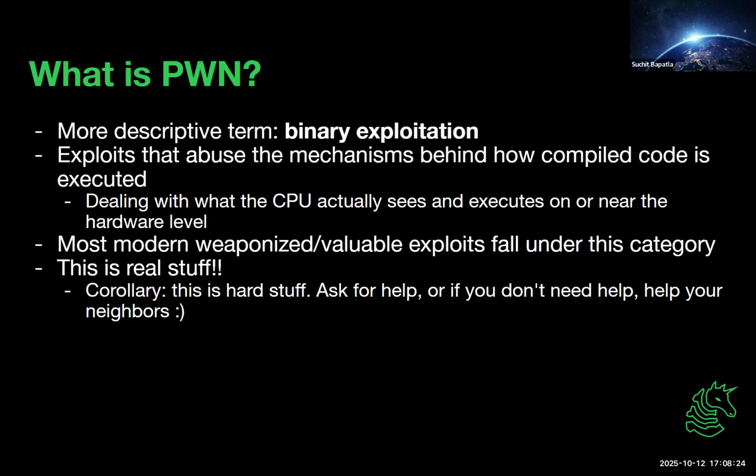So, what is pwn? A more descriptive term would be binary exploitation. The exploit abuses mechanisms behind how code is compiled and executed, with certain functions in the C library or in compilation. You can exploit vulnerabilities to give extra input to certain functions and overwrite certain values on the stack and elsewhere. So it deals with what the CPU actually sees and executes, near the hardware level. And then most modern weaponized vulnerability exploits fall under this category.